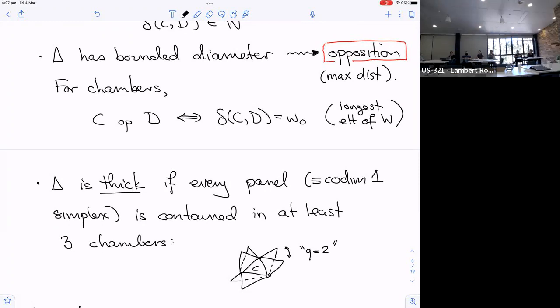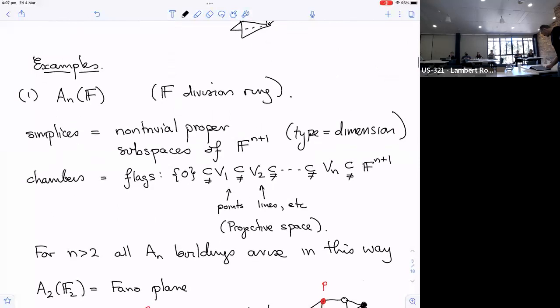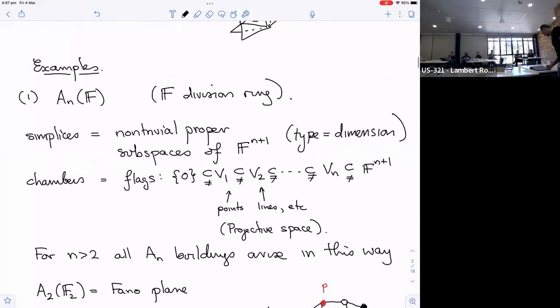If this building came from some underlying field, that field would have 3 elements. It doesn't really matter. We'll do some examples. So we've talked about projective planes, projective spaces a few times. So quickly run through that.